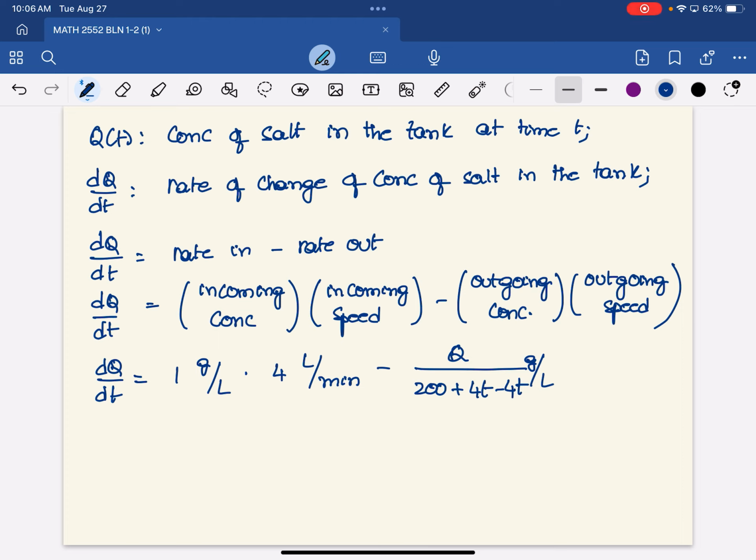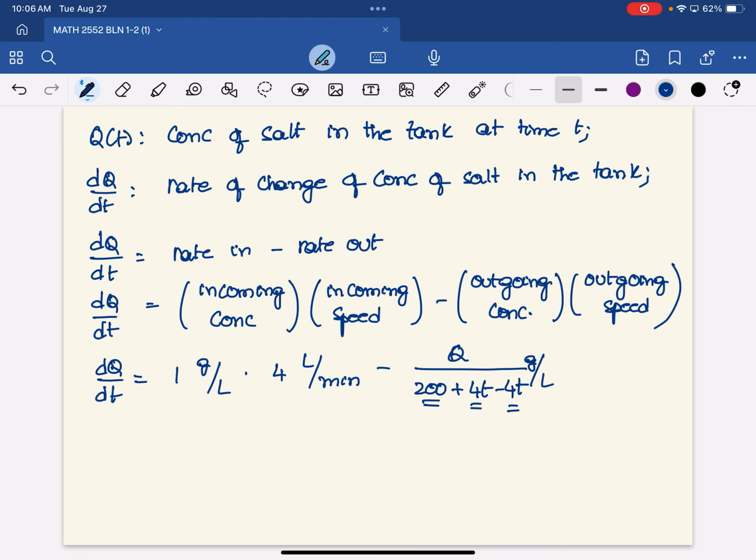I will repeat. Outgoing concentration is grams of salt per liter. How many grams of salt is present in the outgoing fluid? I don't know that, because it got mixed up, so I'm going to call it q. But what is the fluid present in the tank at the time? It is 200 plus 40 minus 40, because it is the net volume present after it gets mixed up at any given time t.